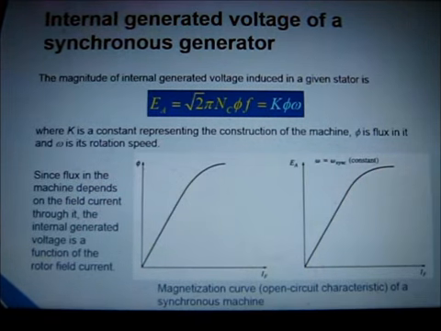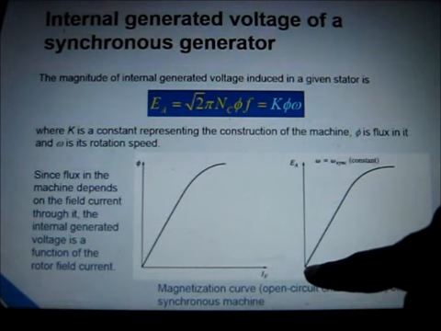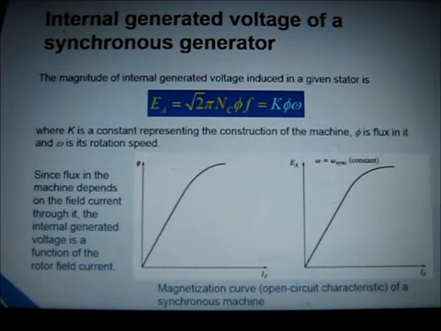Now the internal generated voltage of the synchronous generator. The magnitude of the internal voltage induced in the stator is given as E_A = K phi omega, which equals root 2 pi N_c phi f. Here K is a constant representing the construction of the machine, phi is the flux, and omega is the rotational speed. Since the flux in the machine depends on the field current through it, the internal generated voltage is a function of the rotor field current.